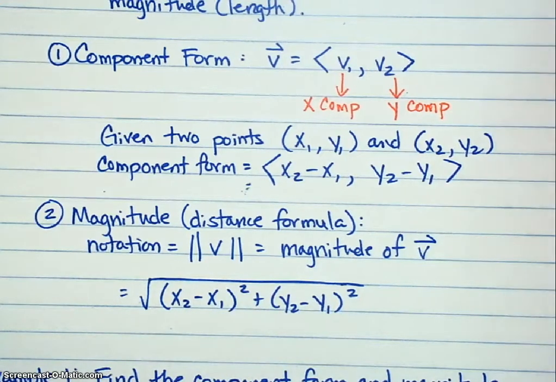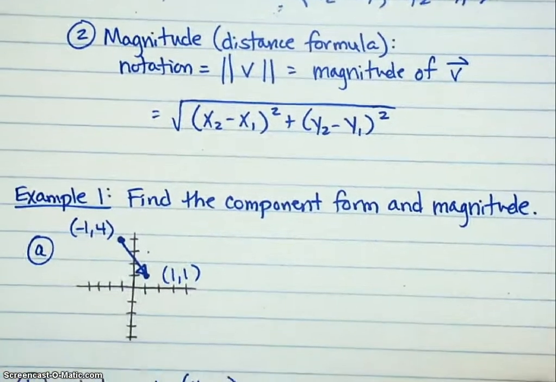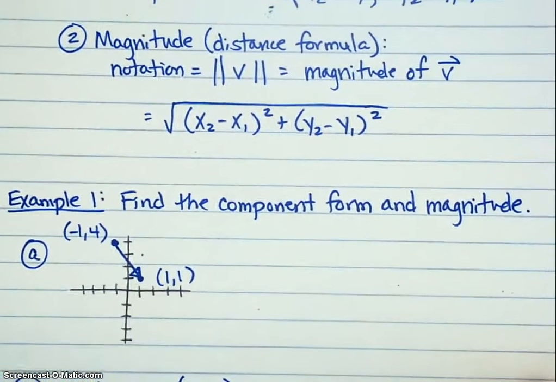So let me show you a couple examples so you can do the worksheet tonight. And again, it's not that hard. All you're doing is finding component form and magnitude. All right, so example 1 here. Find the component form and the magnitude.